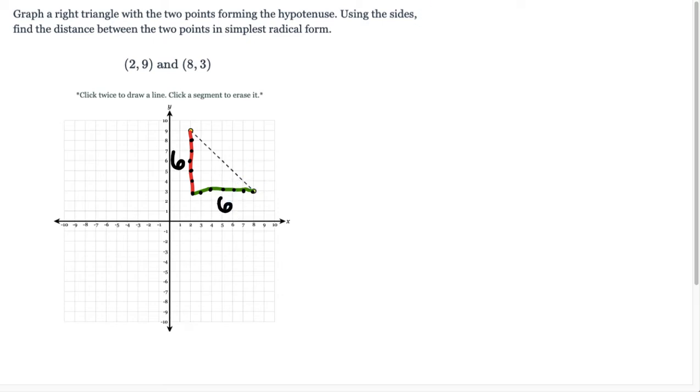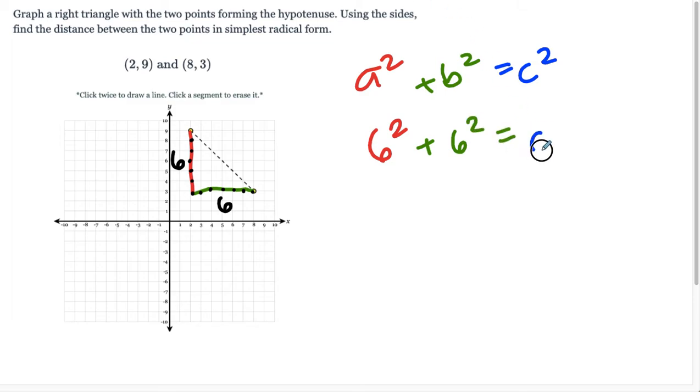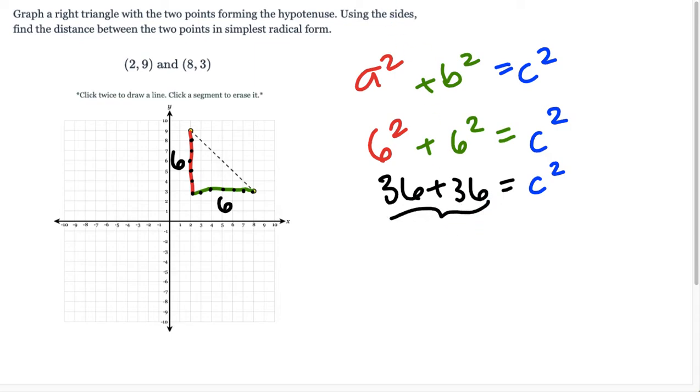All right, so we use a squared plus b squared equals c squared. A and b are both 6, so this is 6 squared plus 6 squared equals c squared. Now we have 36 plus 36, which is equal to c squared. And now we have 72. When you add them, it equals c squared.